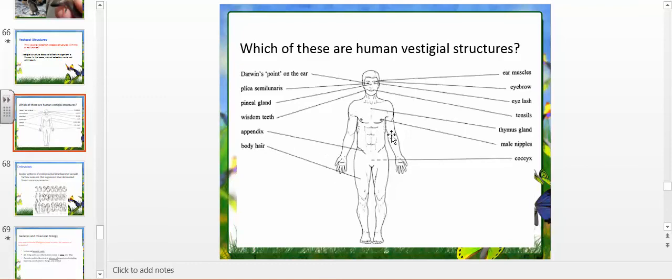Now here's a human, and I want to point out a couple of vestigial structures that we have. One of them is called Darwin's point on the ear. If this is the shape of your ear, Darwin's point is usually right around this area, somewhere around here. So if you feel on your ear, you may be able to feel your Darwin's point. If you're in class, we did find them in class.